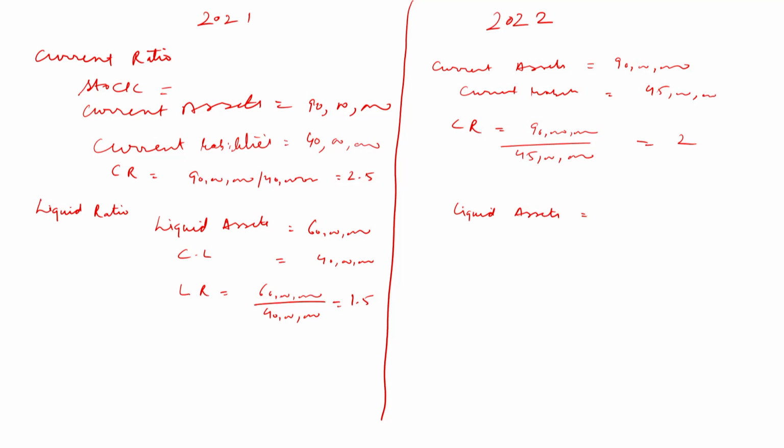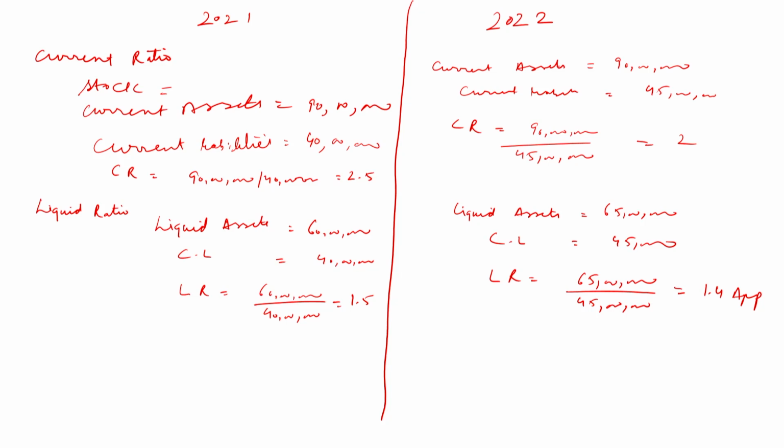In the year 2022, similarly, the liquid assets, without including the stock in the total current assets, we reach the figure of 65 lakhs. And current liabilities are 45 lakhs. So liquid ratio is 65 lakh divided by 45 lakhs, which comes to 1.4 approximately.